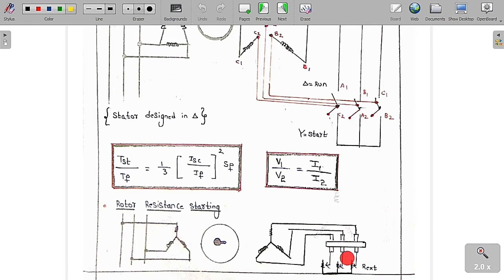So this is called the rotor resistance starting, because for the rotor winding we are going to connect the external resistance through brushes, through slip rings to these rotor windings. Then we can improve the rotor resistance starting torque.